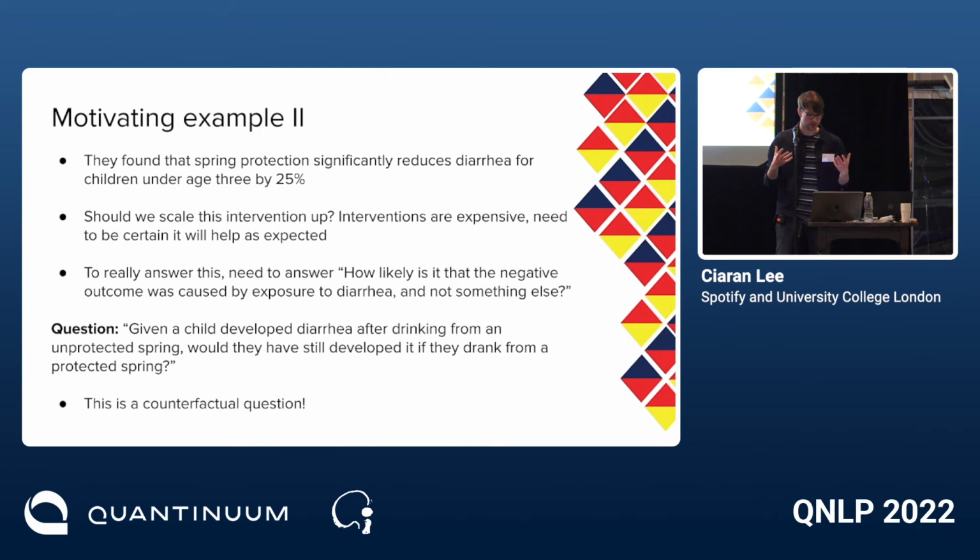So the question we want to answer is, given a child developed diarrhea after drinking from an unprotected spring, would they have still developed diarrhea had they drunk from a protected spring? So it's a counterfactual question, very similar in structure to what we asked about diagnosis. It's another case where answering counterfactual questions would be super important for deciding whether to go in, scale the intervention up, and provide the right benefit, or whether there's something else we should look at that could be cheaper to scale up and provide the same level of benefit.